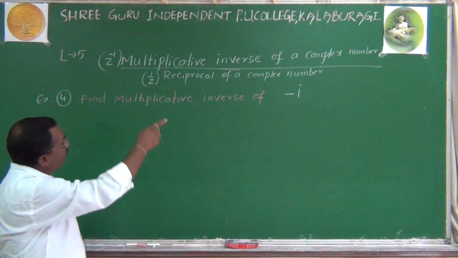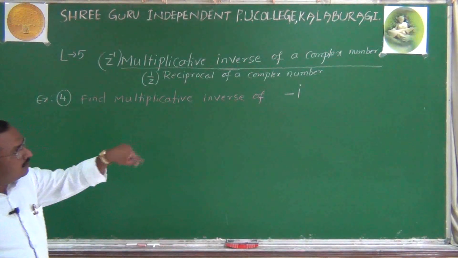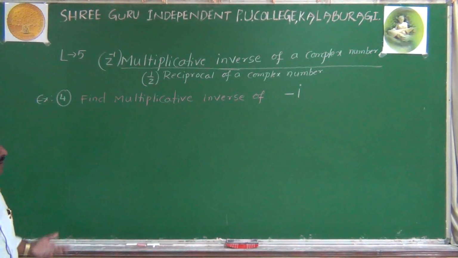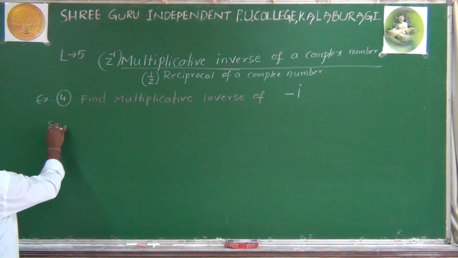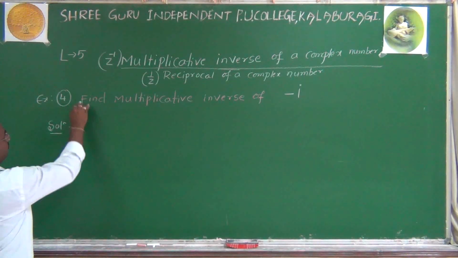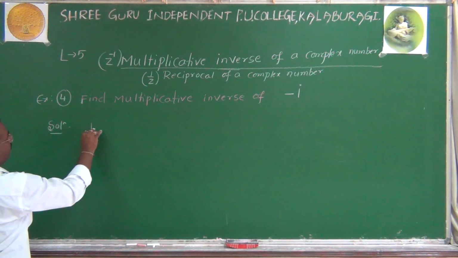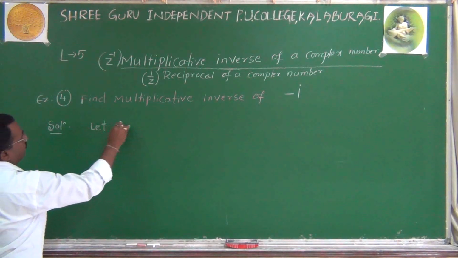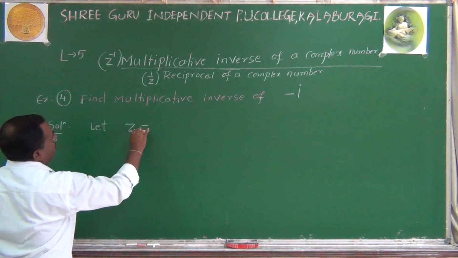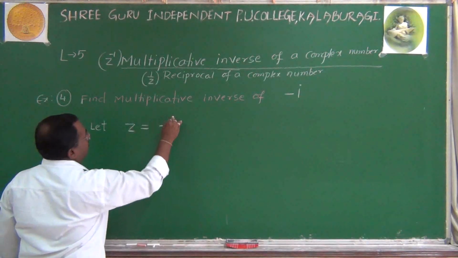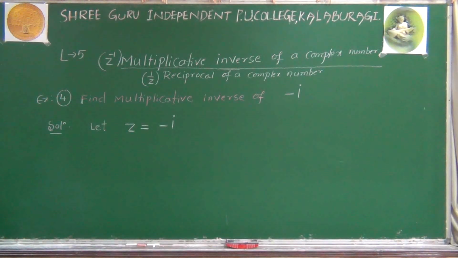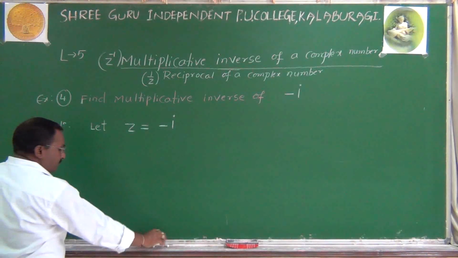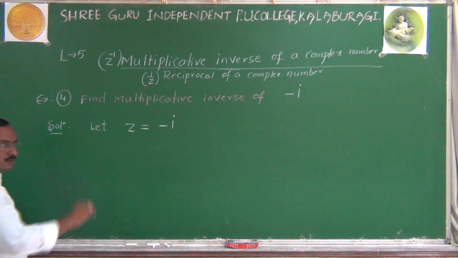In this place, what is the real part? 0. That is the solution. Let z is equal to minus i. Find its multiplicative inverse.